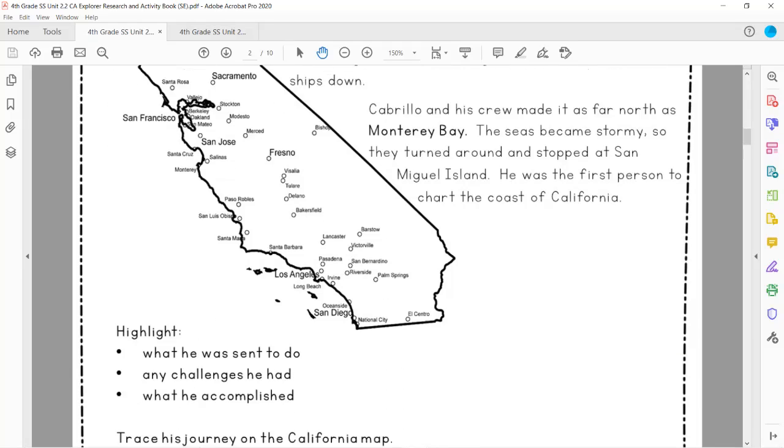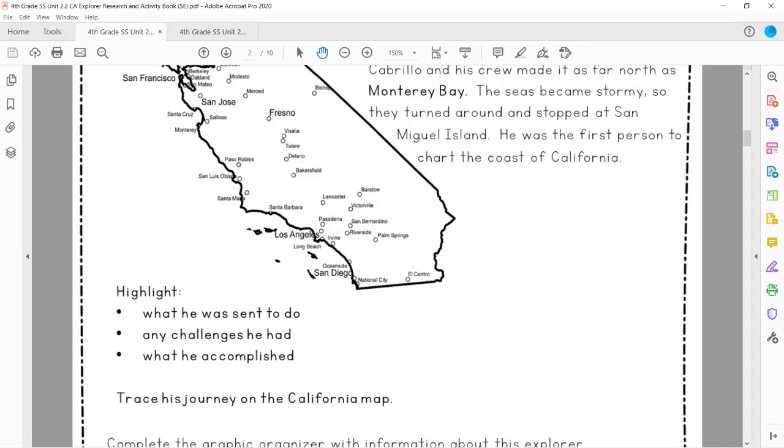Now, what you need to do on this page is you are going to highlight what he was sent to do, any challenges that he had, anything that he faced that made his ability to explore more difficult, and what he accomplished. So what did he get done?